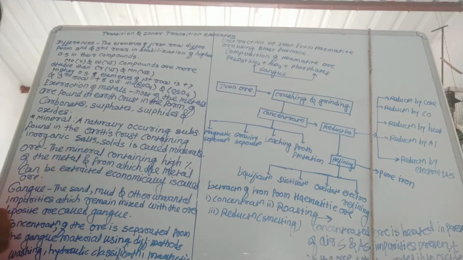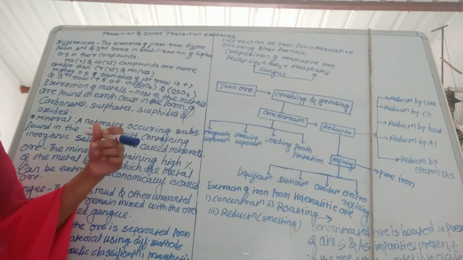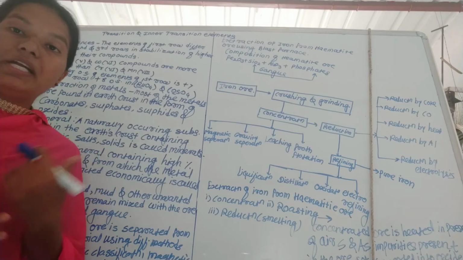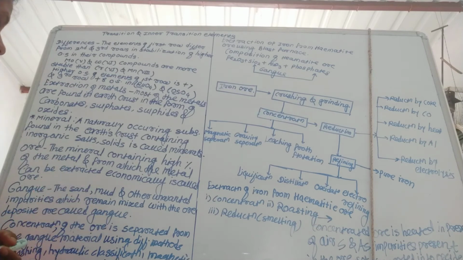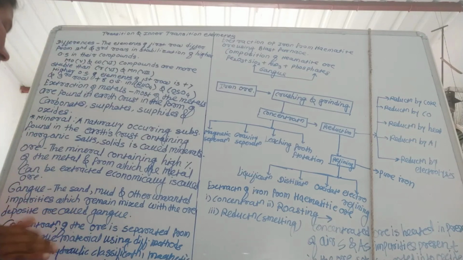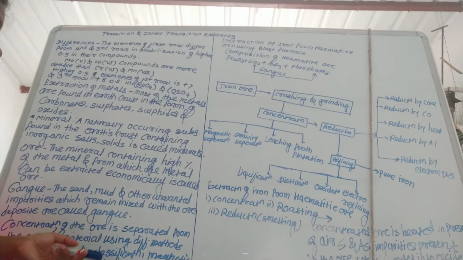Some ore is not in a pure form and contains unwanted impurities, sandy particles and mud particles which remain mixed with the ore deposit. These are called gangue particles. Concentration of the ore is separating it from the gangue material using different methods like washing with water, hydraulic classification, magnetic separation and the flotation process.